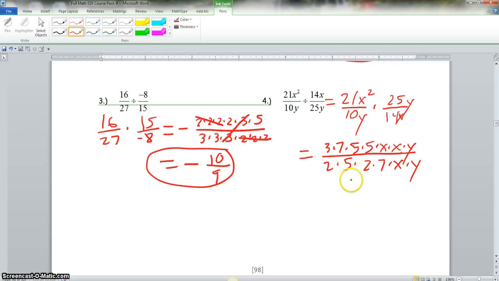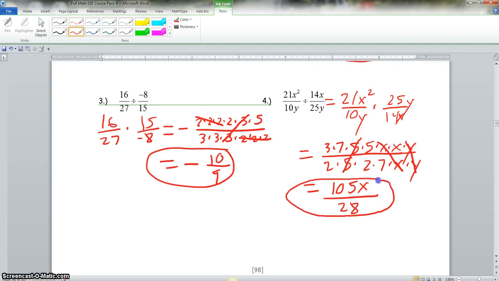Now we simplify out what they have in common. They have one set of 5's in common as far as the numbers, one set of x's and one set of y's. So our numerator, 3 times 7 is 21, times 5 is 105, times x is 105x, all over 2 times 2 is 4, times 7 is 28. And that's it.